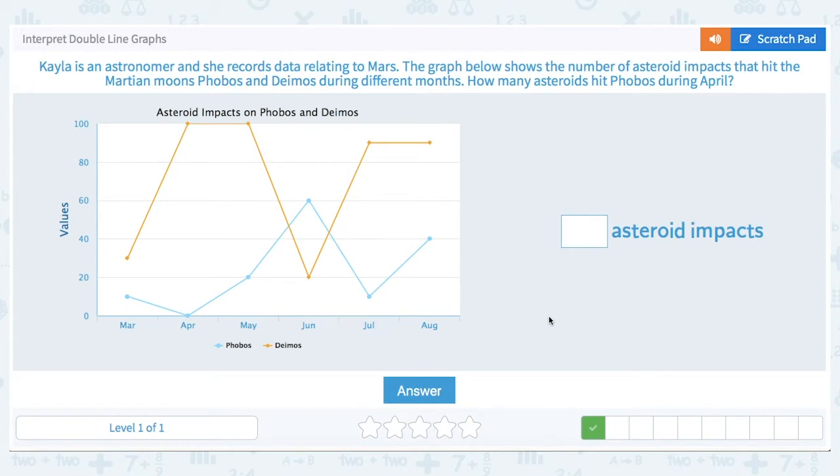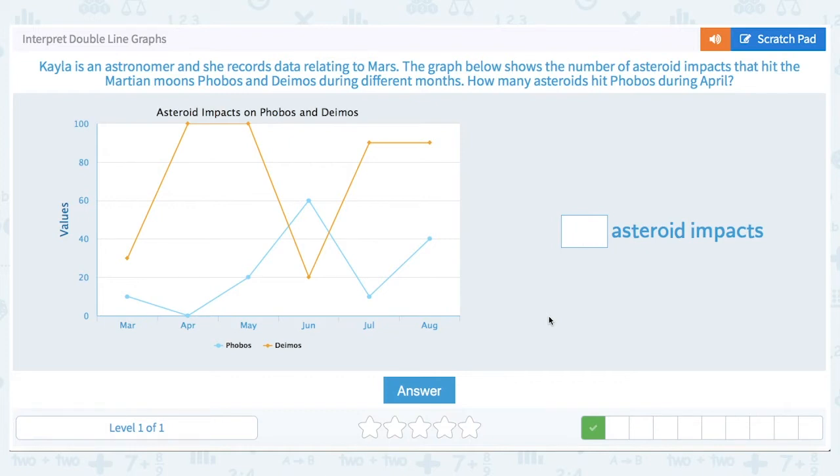Kayla is an astronomer and she records data related to Mars. The graph below shows the number of asteroid impacts that hit the Martian moons Phobos and Deimos during different months. How many asteroids hit Phobos during April?